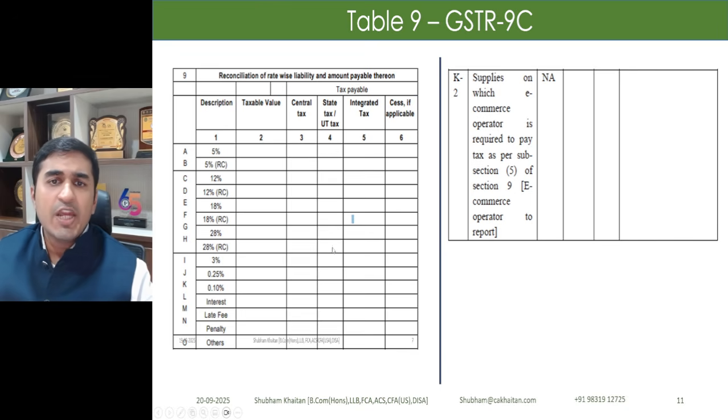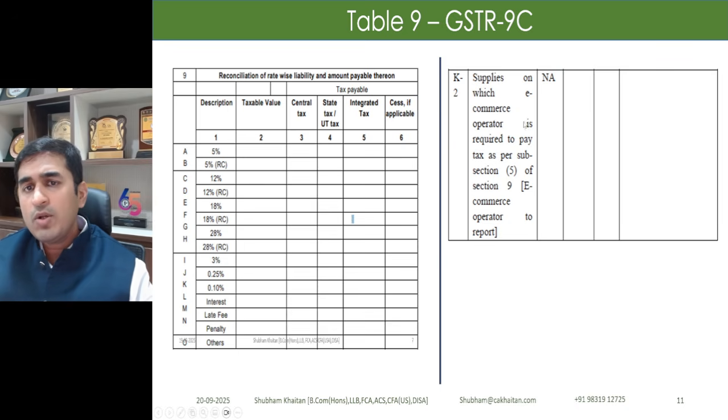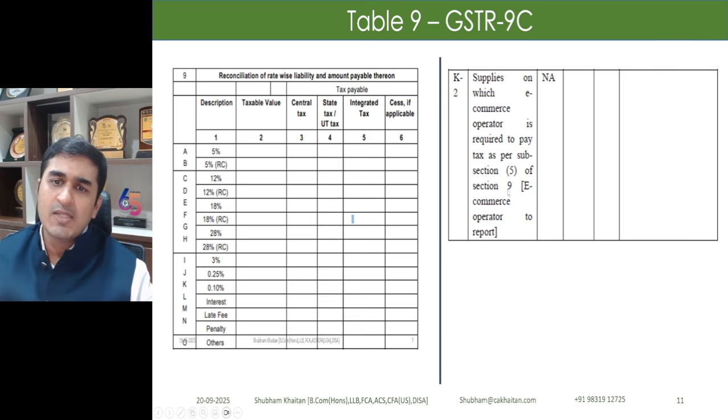Now, when I am making reconciliation, what I would be doing is reconciliation of tax paid. There is a separate place. So this reconciliation of tax paid has now got a separate column, separate row, which talks about where e-commerce operator is required to pay taxes as per 9.5. So e-commerce operator will be reporting as per K2 whatever taxes they are paying on behalf of the supplier, because this is their tax paid. Till now this was not part of their turnover, so it could not be reconciled. Now they would be adding it as part of tax paid for reconciling it with their actual tax payable.